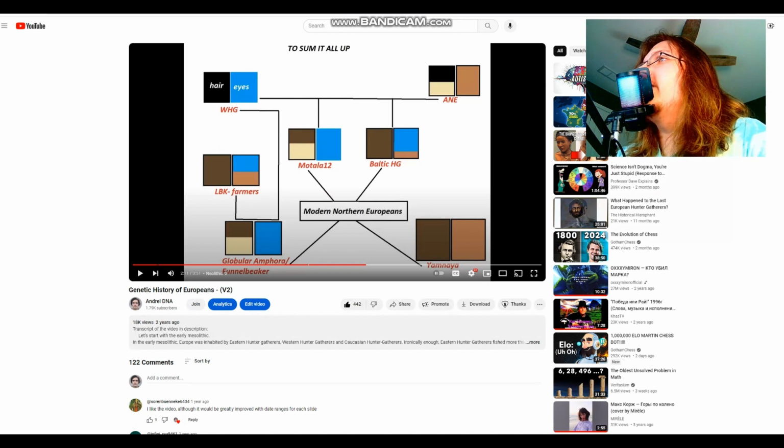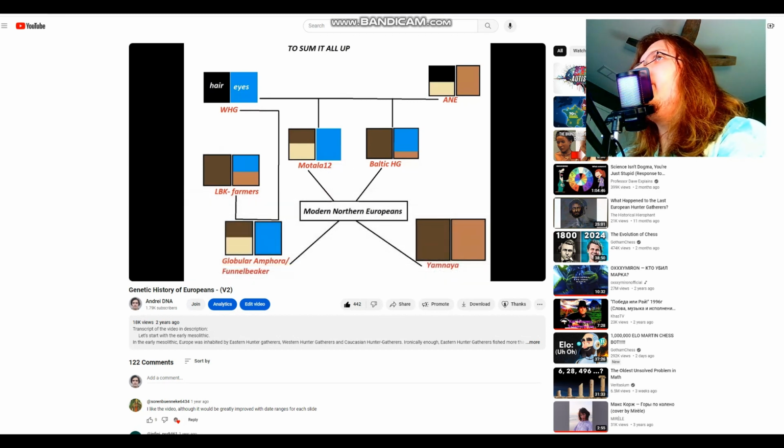For Baltic hunter-gatherers, kind of accurate. For LBK and farmers, kind of accurate. For globular amphora and funnel beaker, kind of accurate. For Yamnaya, pretty much spot on. But the Western hunter-gatherer and the ancient North Eurasian hair color and eye color charts, very, very wrong. Completely wrong. Globular amphora culture and funnel beakers were the first light-pigmented Europeans aside from Motala Scandinavian hunter-gatherers.